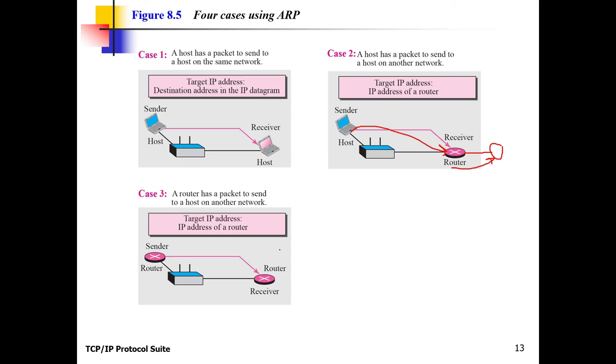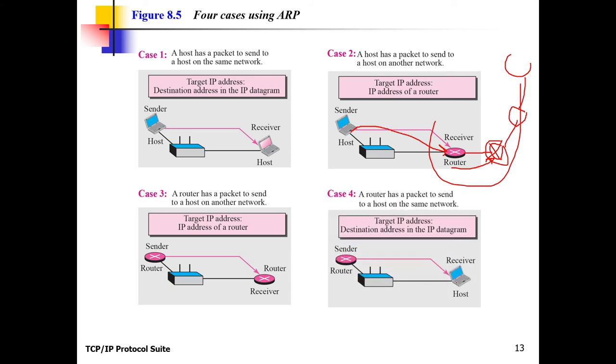The third case is router to router. A router has a packet to send to a host on another network, and the target is not here. This is another router, connected to a switch, and then connected to a host. So in here, the router has a packet to send to a host on another network, and the target IP address is the IP address of the other router. So we have host to host, host to router, and router to router.